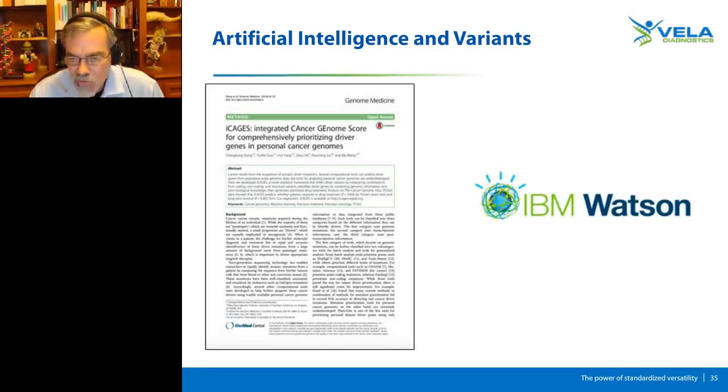iCAGES is a bioinformatics tool from Columbia University that prioritizes and classifies cancer driver genes for a more personalized result. IBM Watson is a similar tool to help clinicians understand all of the data involved in clinical sequencing and precision oncology.